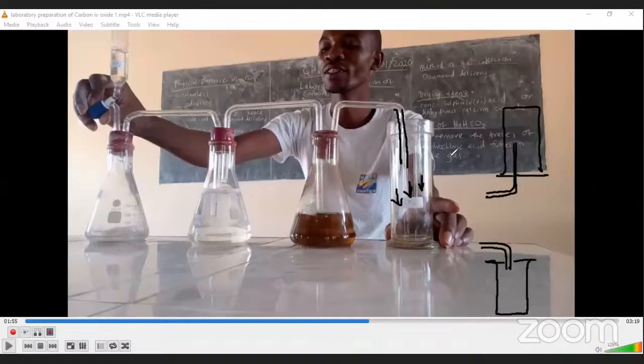Yes, Ashley? Teacher, I would like to know which of those gases are collected by upward delivery method. Apart from carbon dioxide, we can have sulfur dioxide. We can also have sulfur trioxide. We can also have hydrogen chloride gas. We can also have chlorine gas, and so on. That is apart from carbon dioxide.